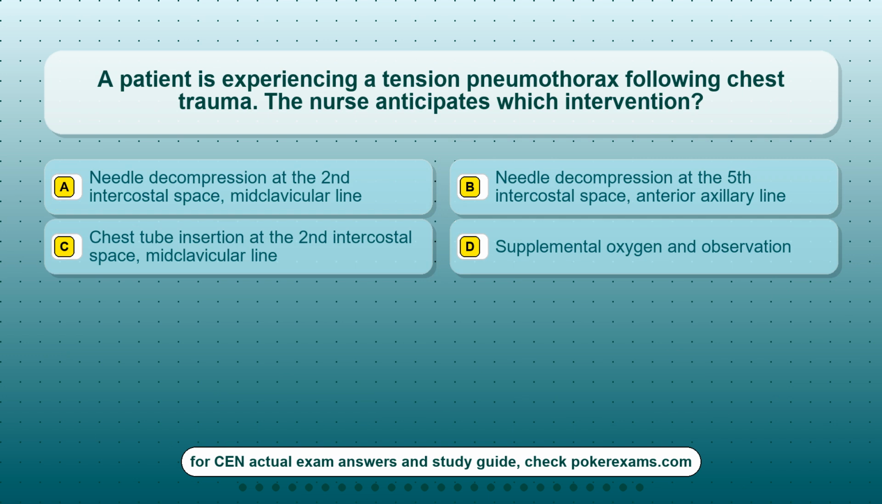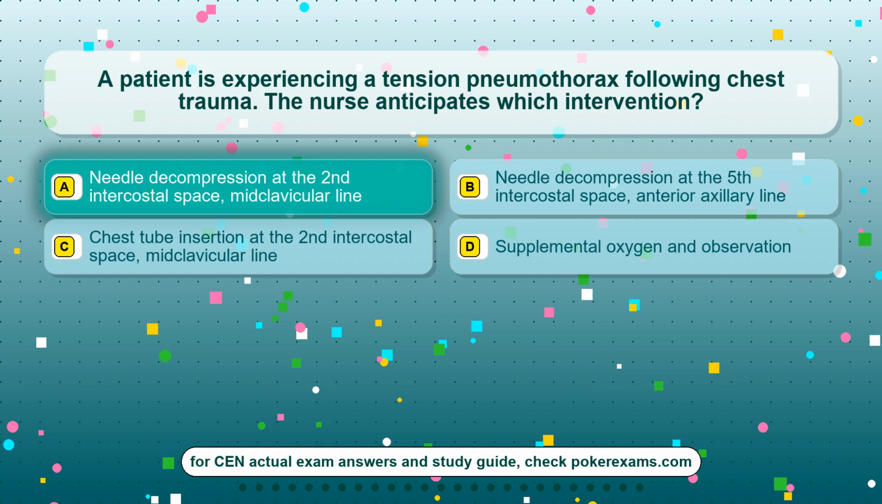Question 16. A patient is experiencing a tension pneumothorax following chest trauma. The nurse anticipates which intervention? Option A, needle decompression at the second intercostal space, midclavicular line. Option B, needle decompression at the fifth intercostal space, anterior axillary line. Option C, chest tube insertion at the second intercostal space, midclavicular line. Option D, supplemental oxygen and observation.